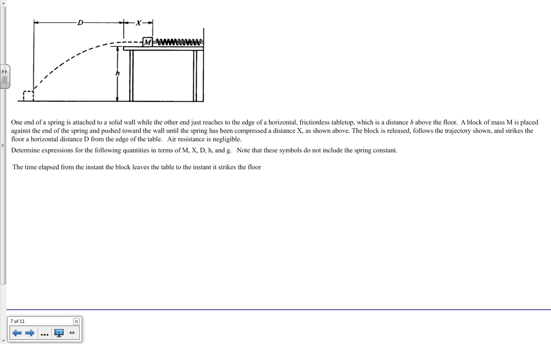A block on a spring, you compress the spring, and it shoots off. It's like a spring toy, like a spring gun. It shoots off and lands some distance away.